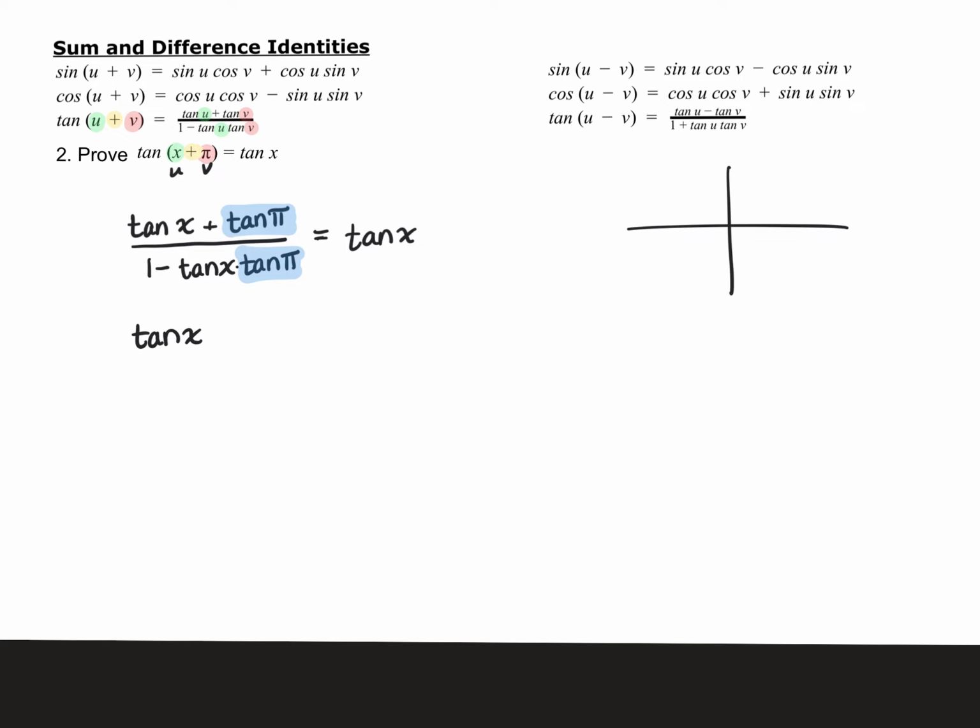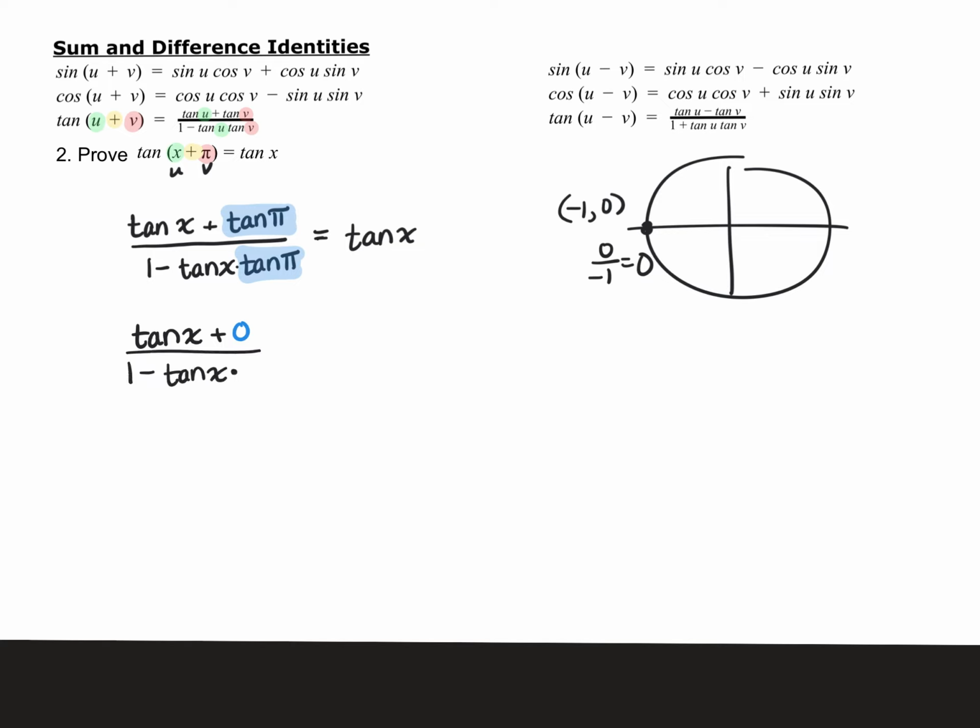So on my unit circle, here's pi, and we know my ordered pair is -1, 0. So tangent is your y value over your x value, so that's going to be just 0. So instead of tangent of pi, I'm going to write plus 0. And then 1 minus tangent of x times, instead of tangent of pi, I'm going to write 0. And I'm trying to show that this is equal to the tangent of x.